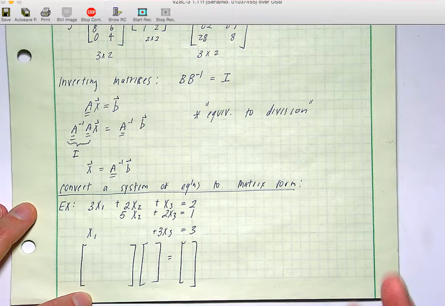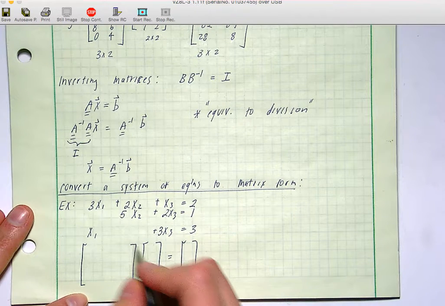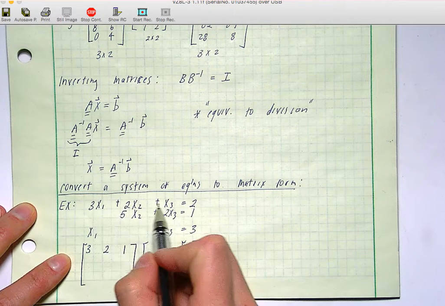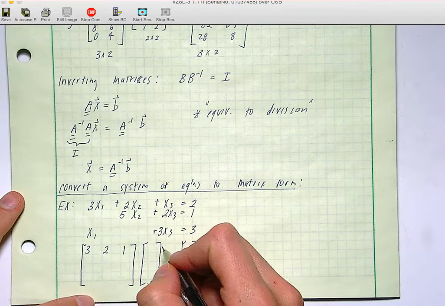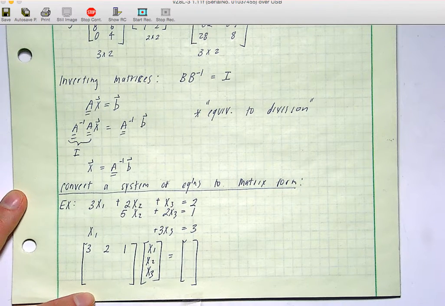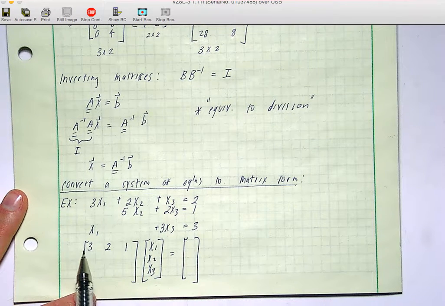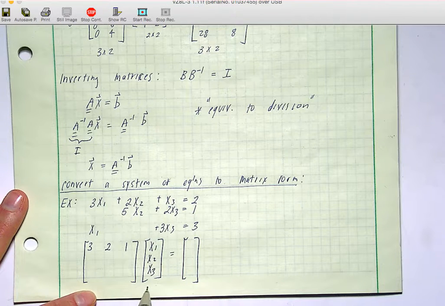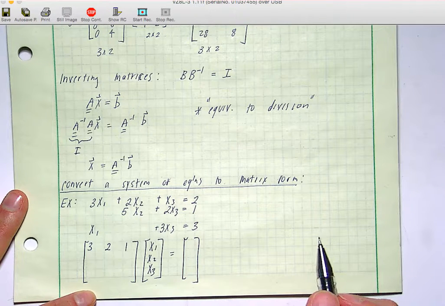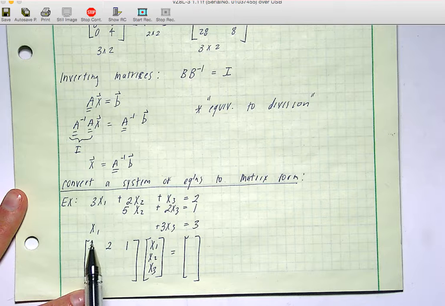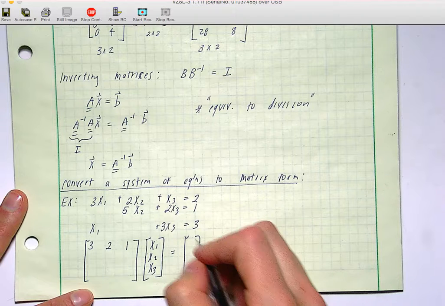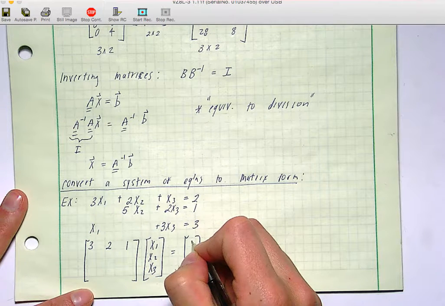What you do is you put all the coefficients in this first matrix. So we have 3, 2, and 1 as the three coefficients in the first equation. And then the unknowns are x1, x2, x3. So you can already see that if you multiplied this matrix by this matrix, you would have this row times this column, and it would equal the left-hand side of the first equation, because matrix algebra does 3 times x1 plus 2 times x2 plus 1 times x3. And then it's going to equal the constant on the right-hand side, which is 2.